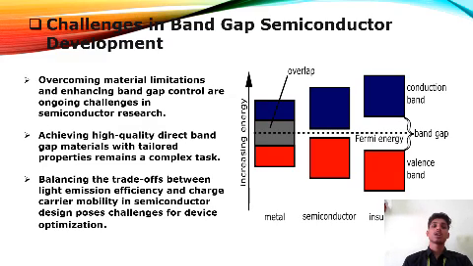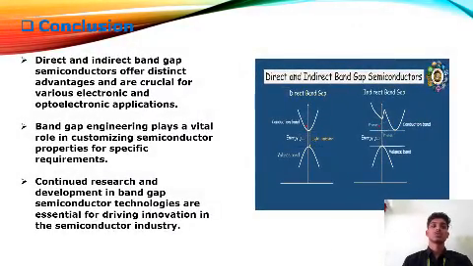Let us go to the next slide. And the last one is the conclusion. Direct and indirect band gap semiconductors offer distinct advantages and are crucial for various electronic and optoelectronic applications. Band gap energy plays a vital role in customizing semiconductor properties for specific requirements. Continued research and development in band gap semiconductor technology are essential for driving innovation in the semiconductor industry.